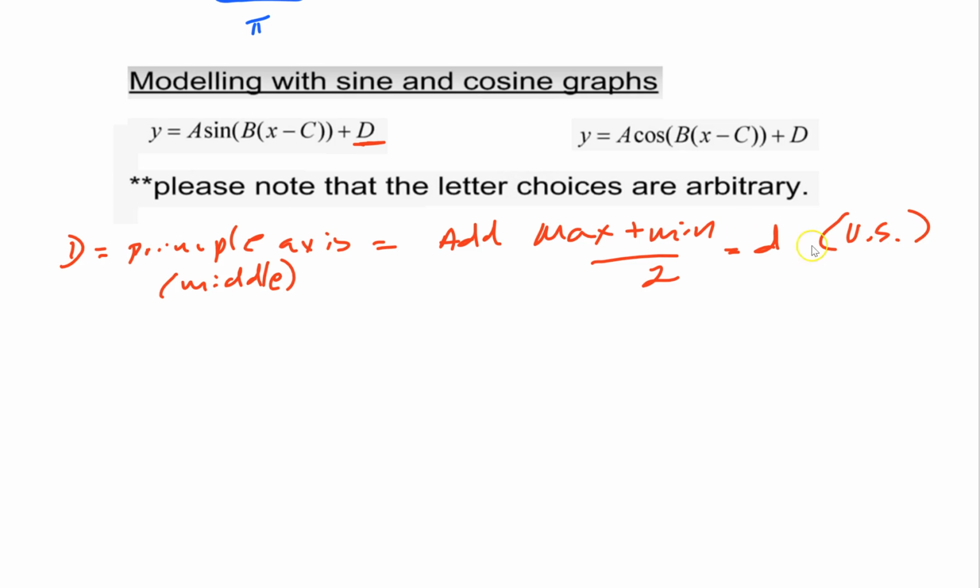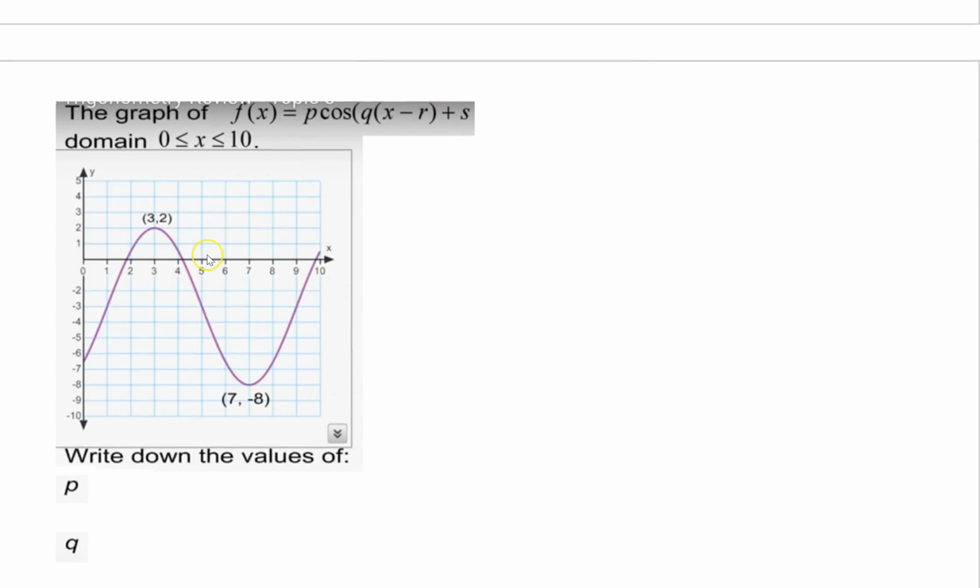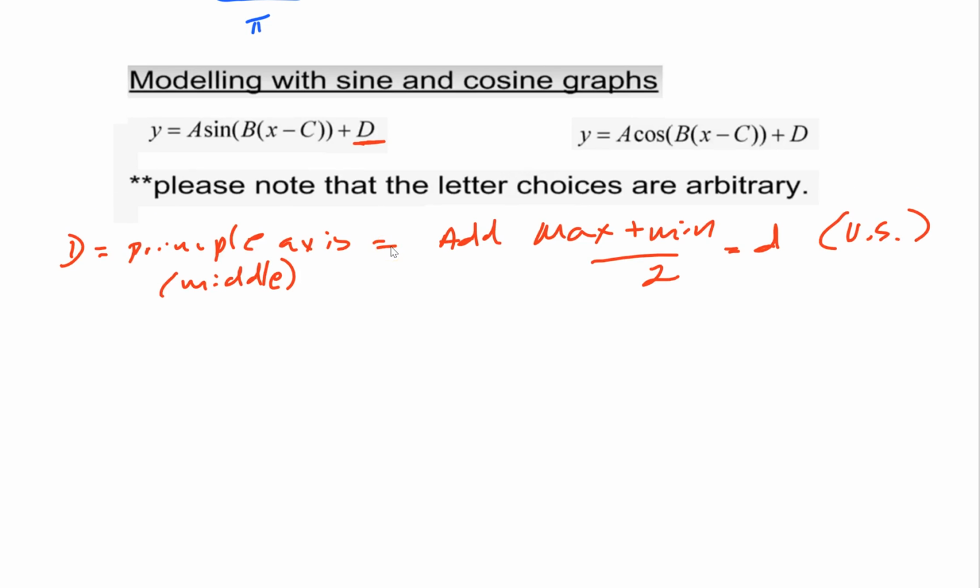And that's it. If I give you a graph, all we're going to do here to find the D value is add the max plus the min divided by 2. And that gets you the middle. Once you get the middle, it's really easy to find the amplitude. It's just the max minus the principal axis. That's all it is, right?